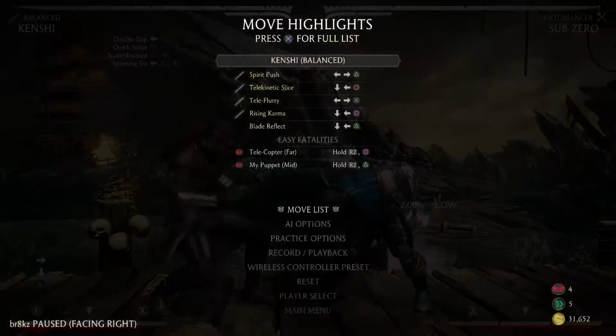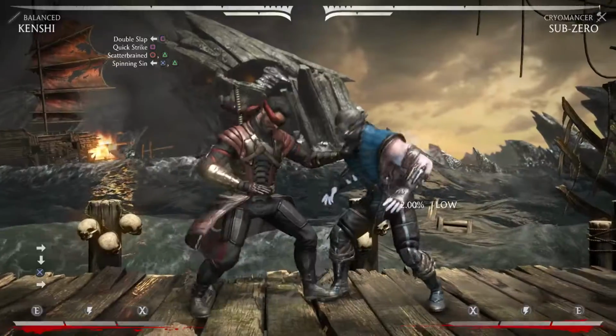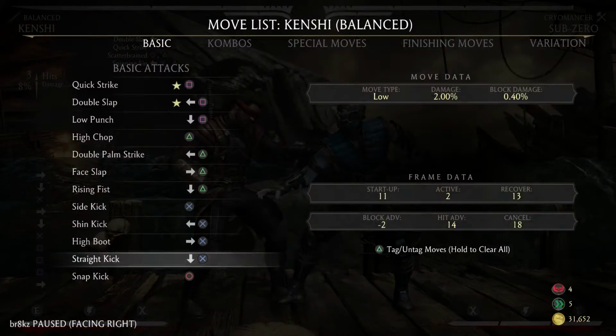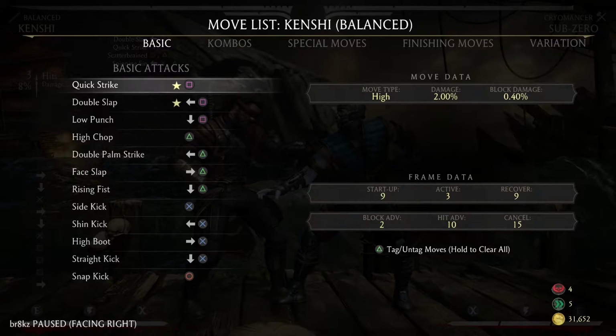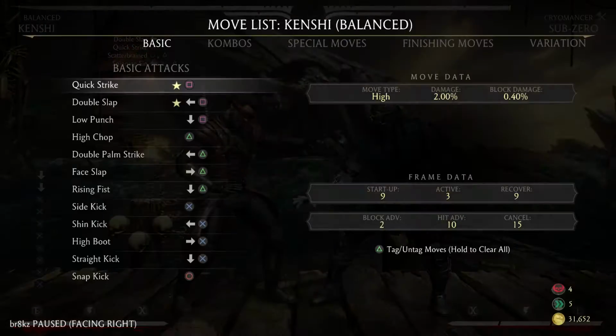At 14 frames, you don't have too much to do before they can block. So if you were to do this and then try to do something like that, which is square, square, square, which starts up at 9 frames, your opponent can just block and stop what you're trying to do.